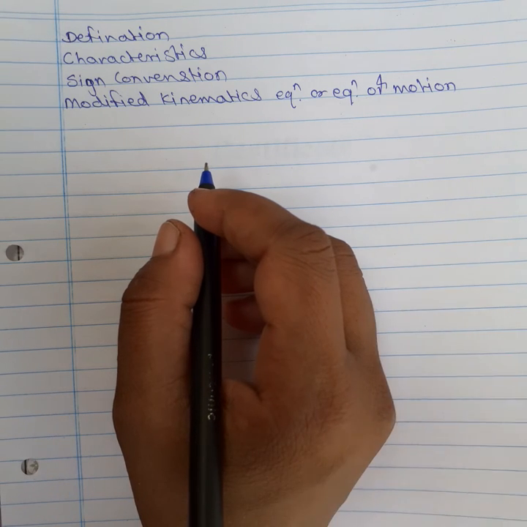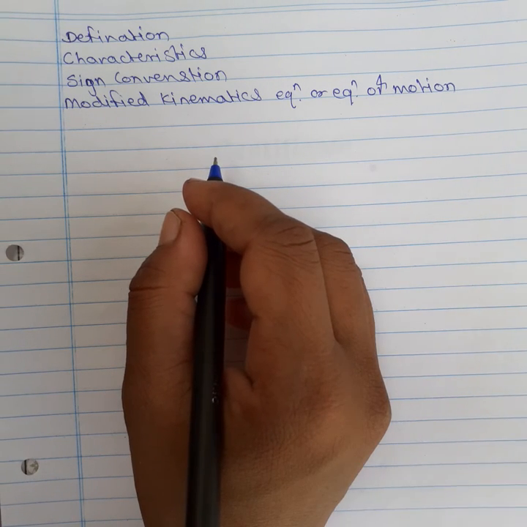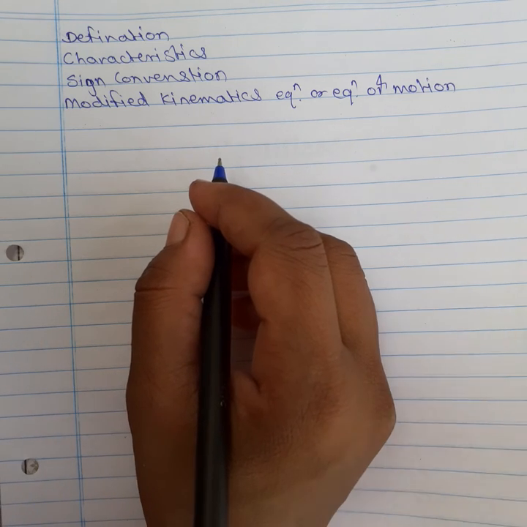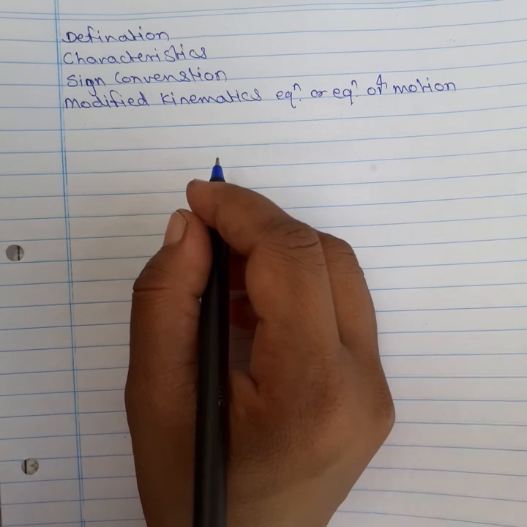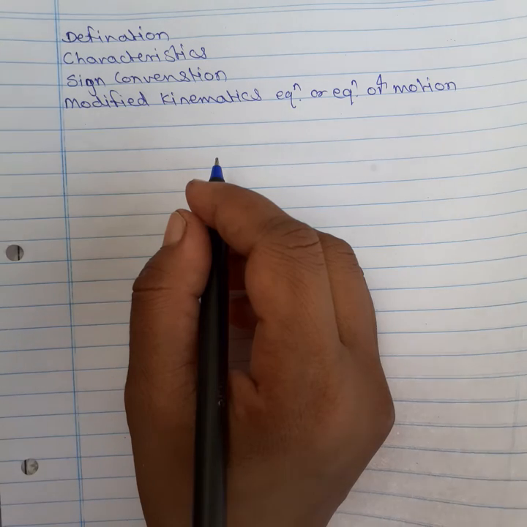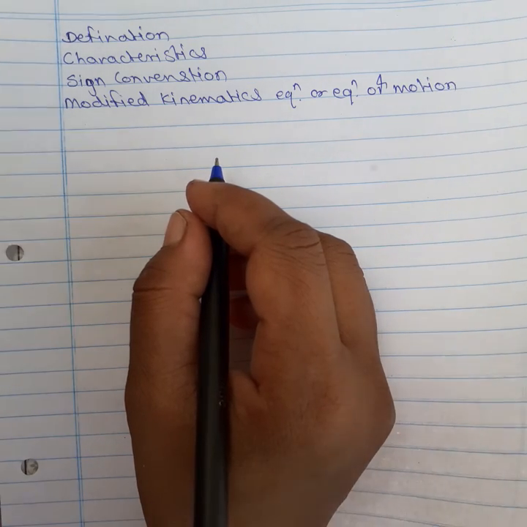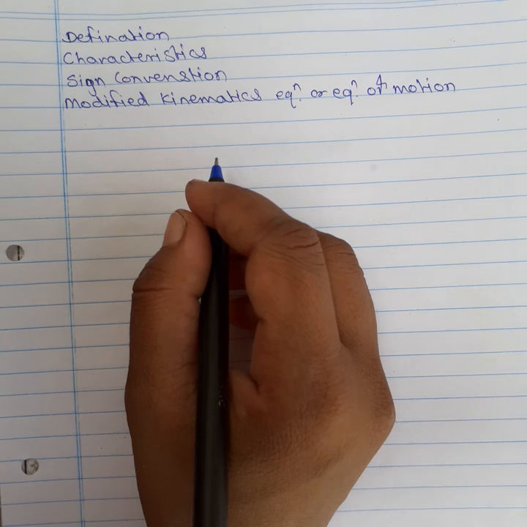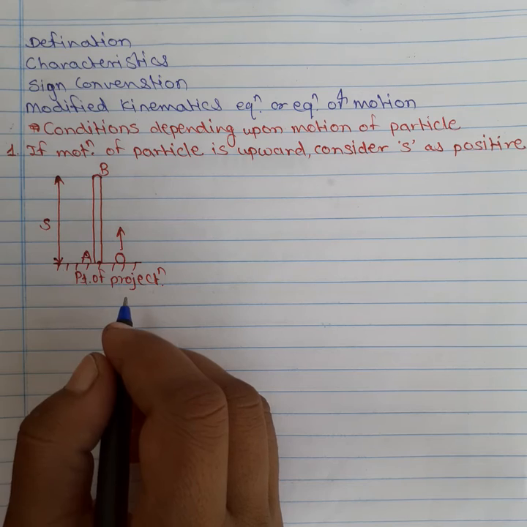Now in the second lecture we have to study the four conditions which depend upon the motion of the particle, whether it is upward from the origin, or below, or downward from the origin. The first condition is, if the motion of the particle is upward, consider S as positive.